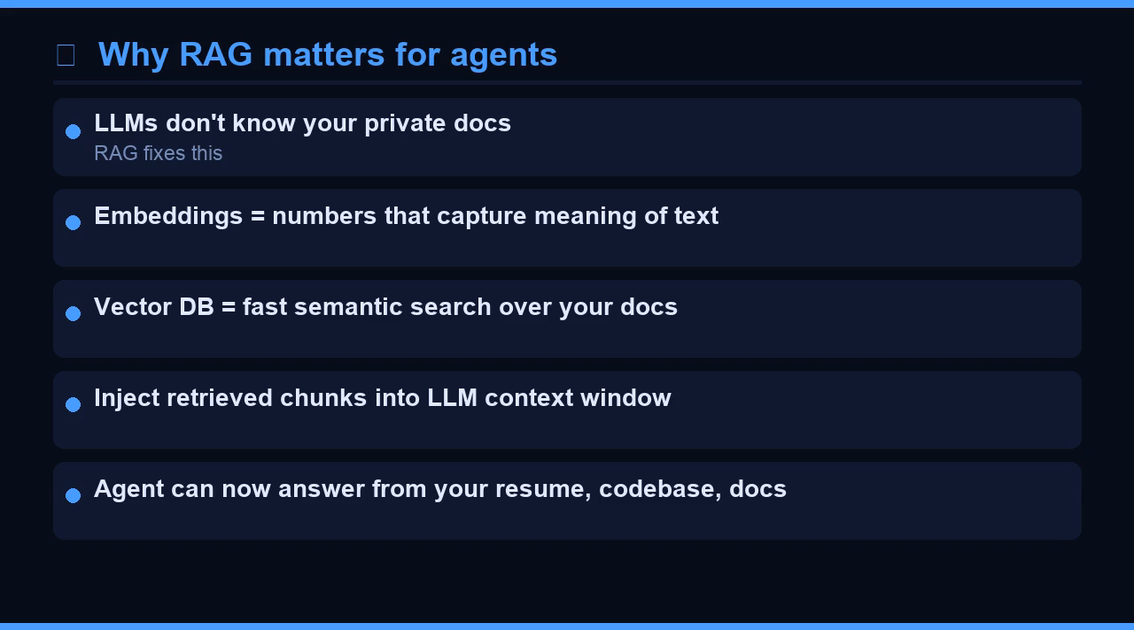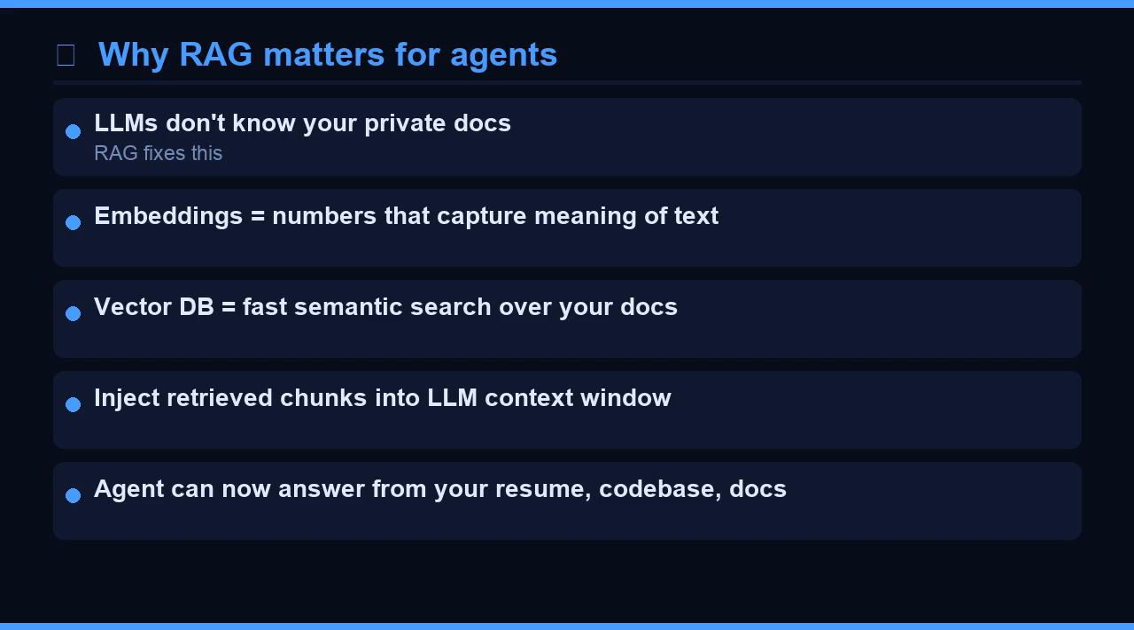Step 2, retrieve. When a user asks a question, you convert that question into a vector too. Then you search the vector database for the most similar document chunks. Similar meaning equals similar vector. It's semantic search, not keyword search.